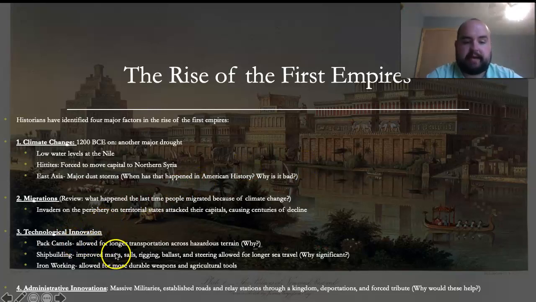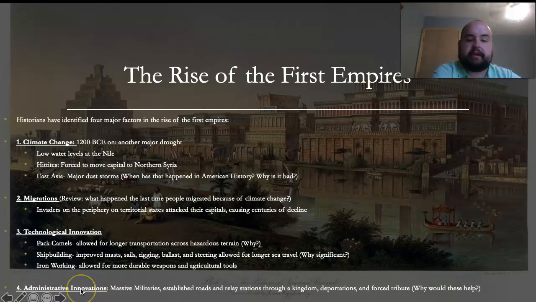You now had better masts, sails, ballast, rigging, all sorts of things that led to more improved sea travel. This again means you no longer have to rely on just the river for travel. People can now spread their civilizations and trade across oceans even. Finally, ironworking improved weapons and agricultural tools, so it was easier to fight each other, and your farming techniques were more reliable.